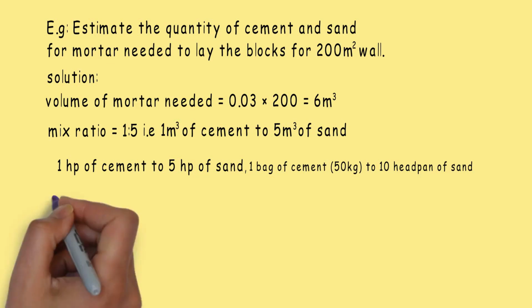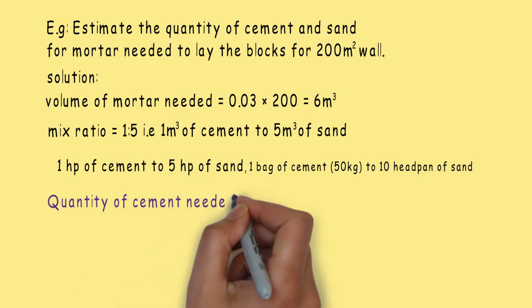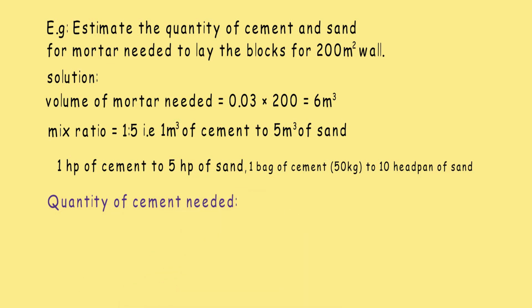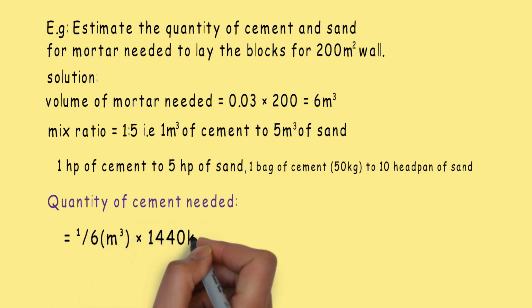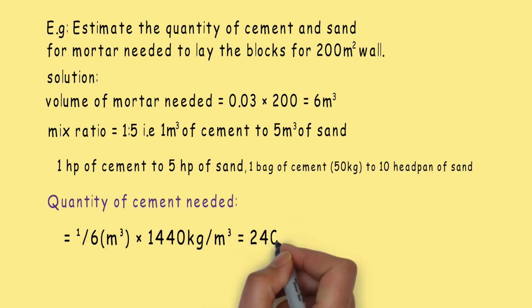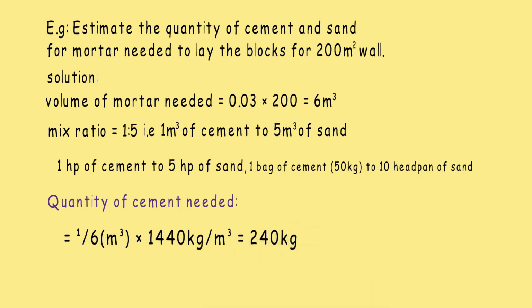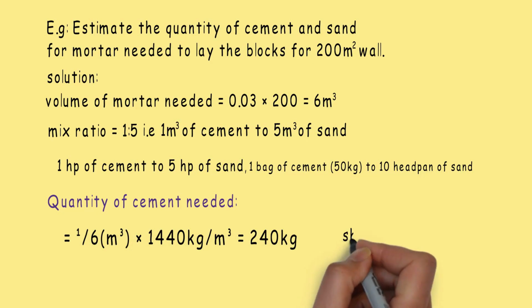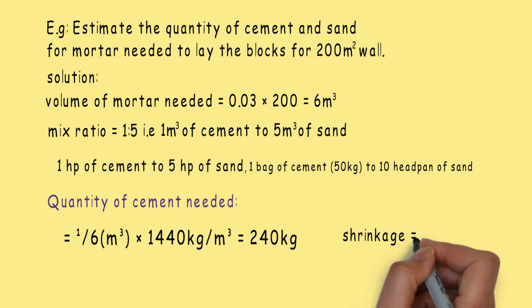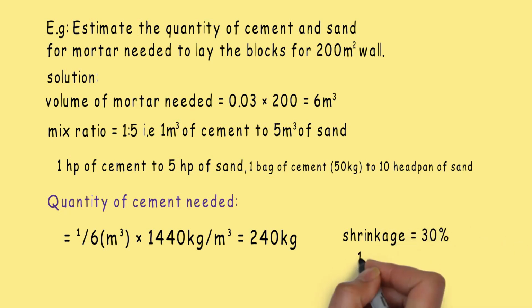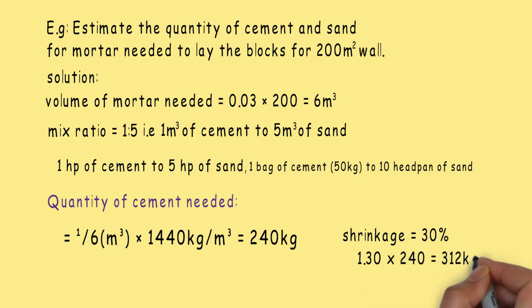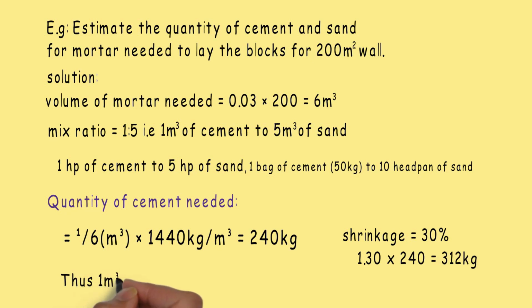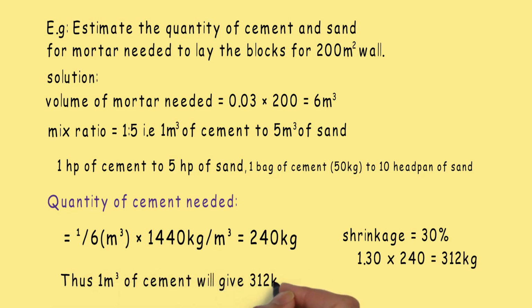So let's estimate the quantity of cement needed, which equals the proportion of the cement multiplied by the density of cement. That's 1/6 multiplied by 1440 kilogram per meter cube, which will give us 240 kilogram of cement. When water is added to the dry mix, shrinkage is meant to occur. So we'll take 30% as the shrinkage factor for the wet mortar. Therefore, we'll have 1.30 multiplied by 240, which will give us 312 kilogram. 1 meter cube of mortar will need 312 kilogram of cement.